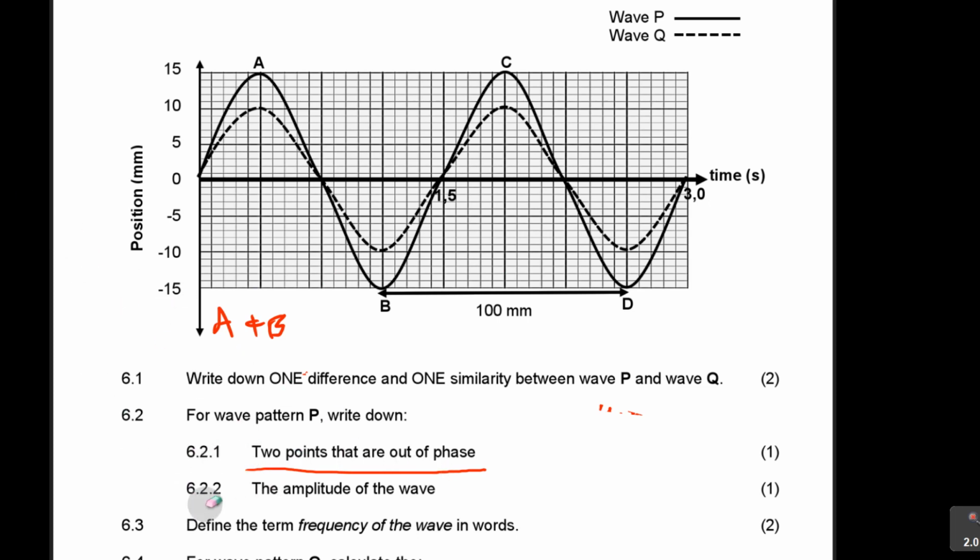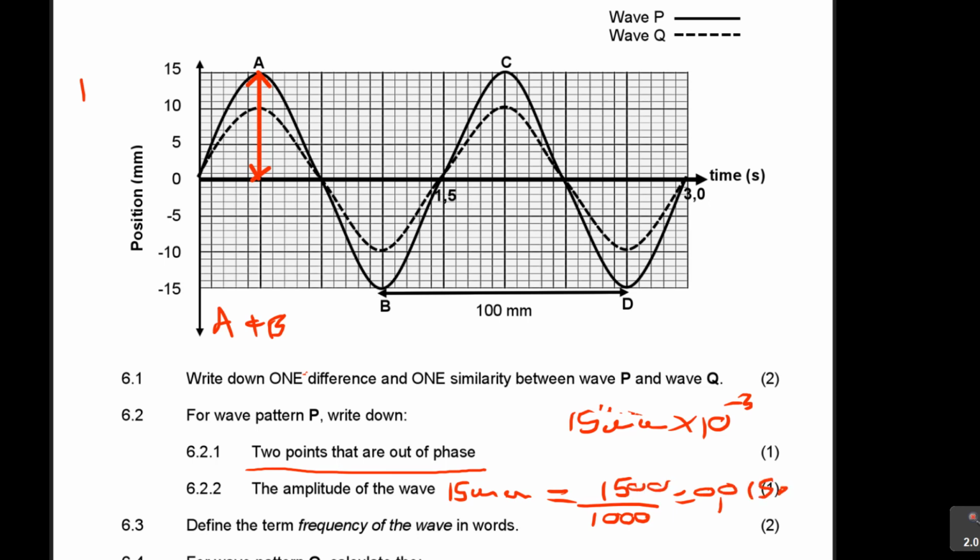And then the amplitude of the wave. Now, what is the amplitude of the wave? They're talking about P, remember? There it is. It's 15. See that from 0, it's 15 millimeters, but you need to convert that to meters. Millimeters to meters, you divide by 1,000. If they give you millimeters, you say times 10 to the power negative 3. That's the amplitude.